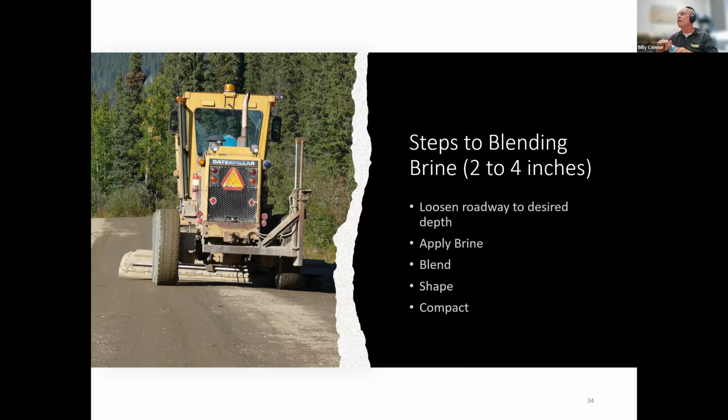If we're going to blend the brine into 2 to 4 inches, we're basically going to loosen the road up to the desired depth, apply the brine, blend it back and forth a couple of times, shape and compact. So it's very similar to applying it topically, except we're just going to work it into the top 4 inches or 2 to 4 inches before we shape it and compact it.